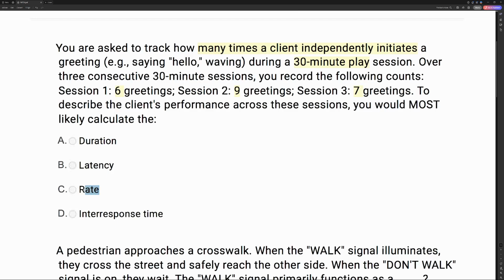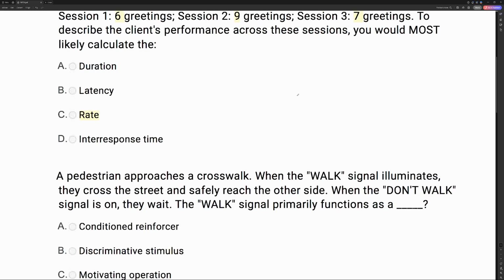Well, we can record rate. Rate is just frequency over time. So you have a 30-minute play session. You could calculate how many greetings per session you found. To describe the client's performance, you would use rate. Remember, the target behavior dictates the measurement we choose to use.